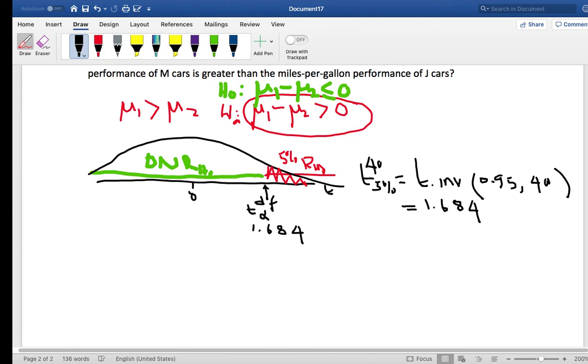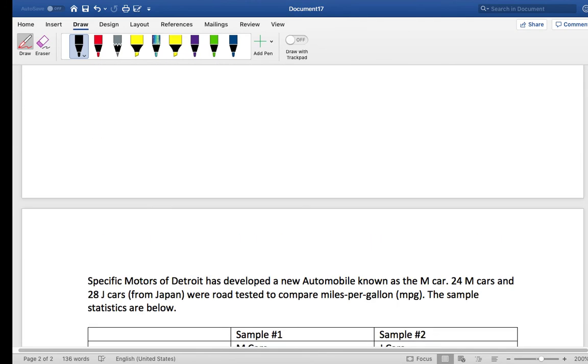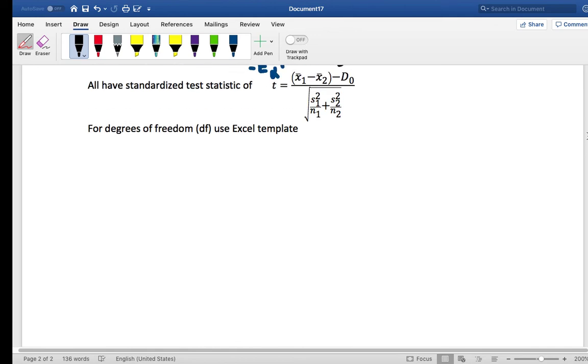So we need to find out our test statistic. And our test statistic comes from this formula in here. There you go. So now we have to work out this formula in here.